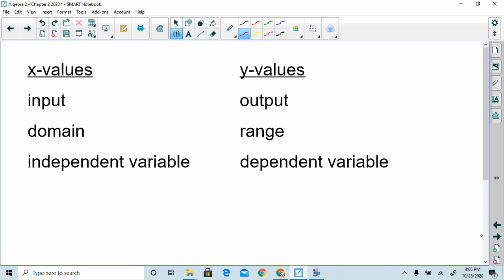Here are these words again that I'm going to be using a lot that we want to get very familiar with. Other words that represent my x values are my input, my domain, and my independent variable. My y values are my output, my range, and my dependent variable. So I'm giving you a lot of background information today.